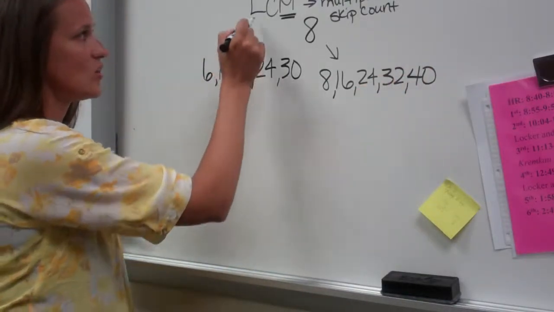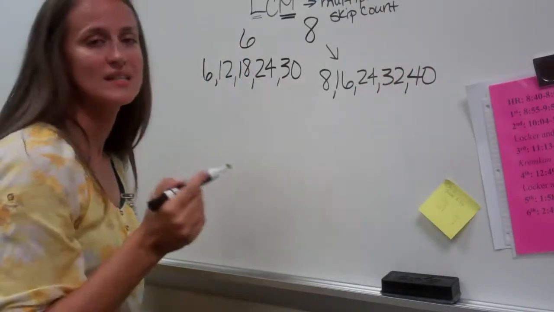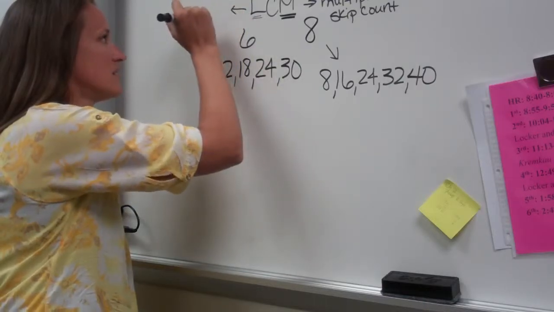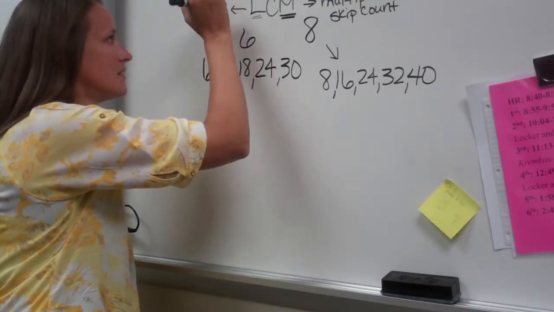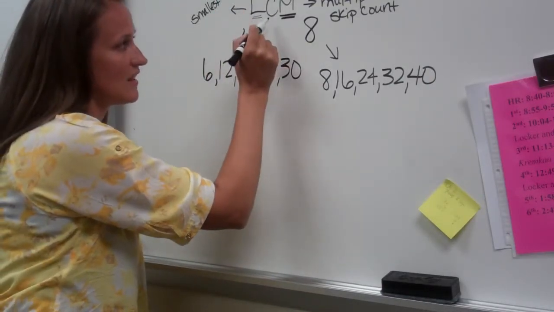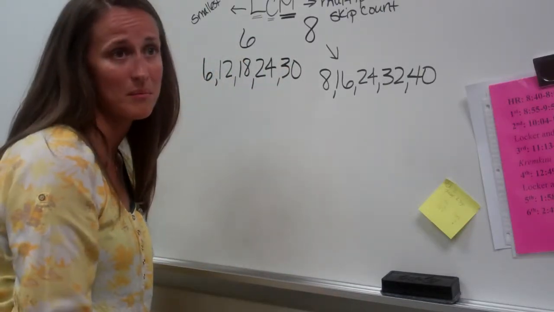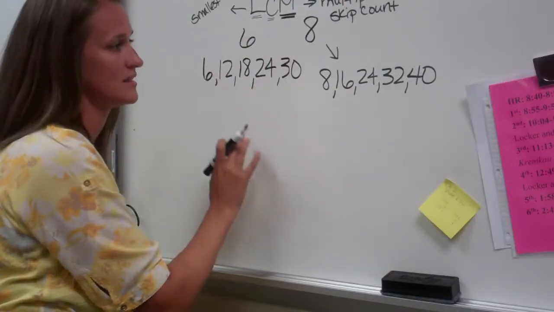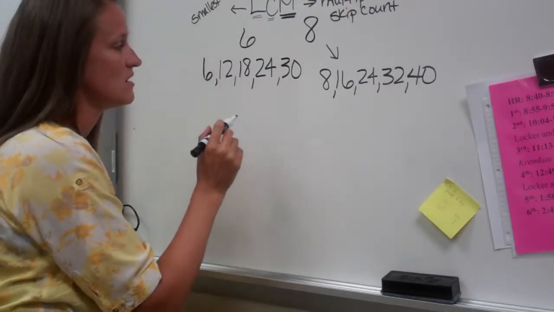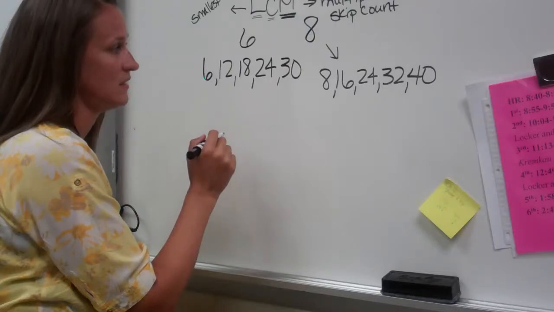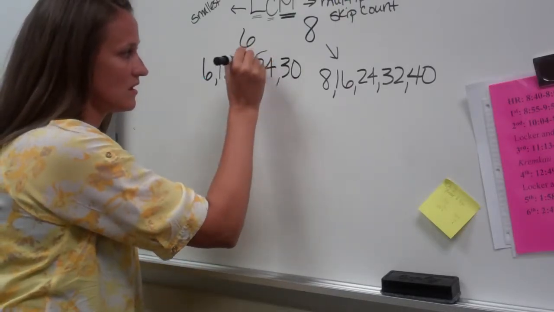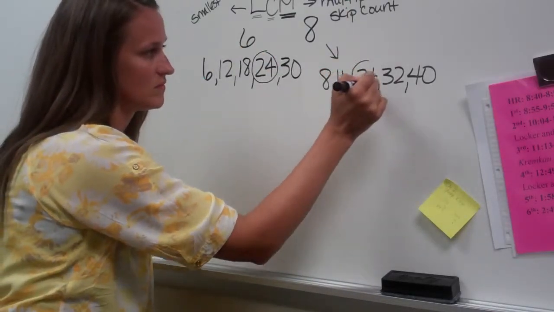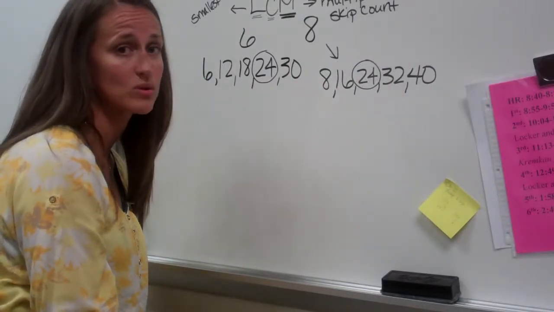Okay? So what is the least, what is the smallest number you see that you have in common? Common means that we share. What number do they both share? And it has to be the smallest. It can't be the largest you see. And that's going to be what? Right here. 24. That's your least common multiple.